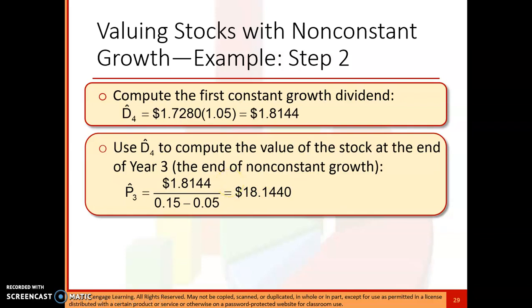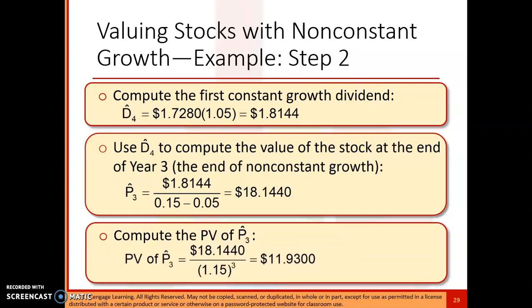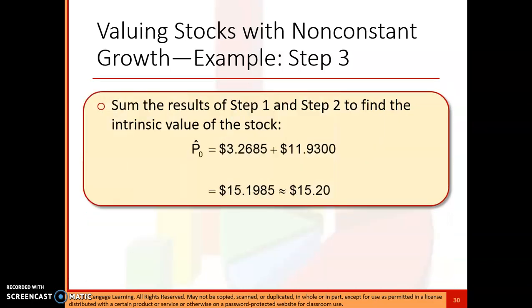Now we have to present value that back. So we present value that back 3 years. That's $11.93. We add it to the value of those 3 dividends, and we get roughly $15.20. So that is the non-constant growth model. Please go and watch the video in the problem section.